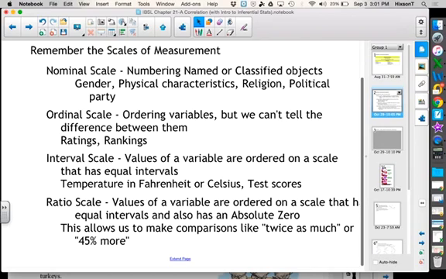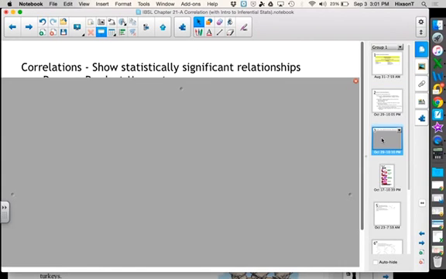So those are scales of measurement. There are two main things that we do with inferential statistics. One is try to determine a correlation. We try to determine correlations. And a correlation is a statement that there is some relationship here, some connection between these two variables.